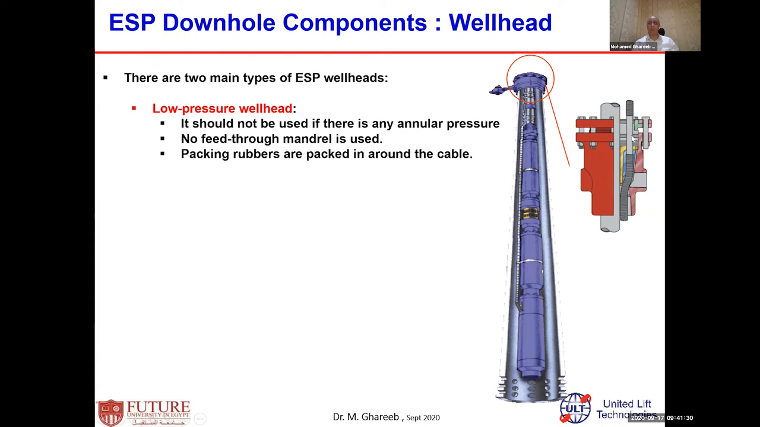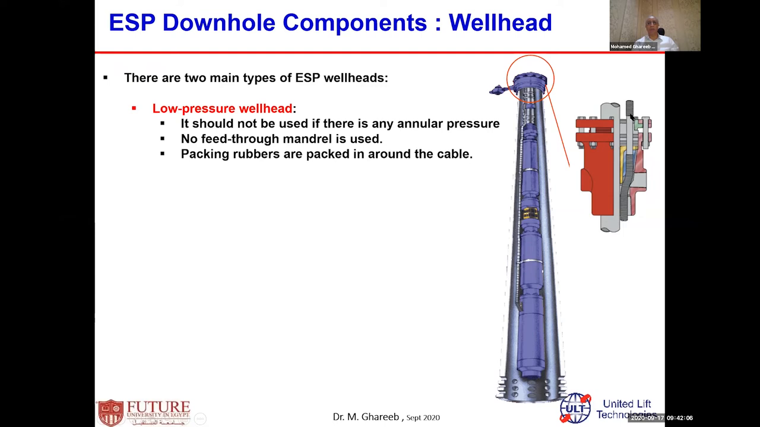It should not be used if there is any pressure. Since the cable just passes through and leaves a hole, if there is pressure here, the pressure will leak and escape from that. So the low pressure wellhead should not be used for any wellhead pressure, even if the casing has just one, two, or three PSI. It does not require what you call a feed through; the cable itself just passes through. I will show you what a feed through mandrel means. The cable is passed from this one.